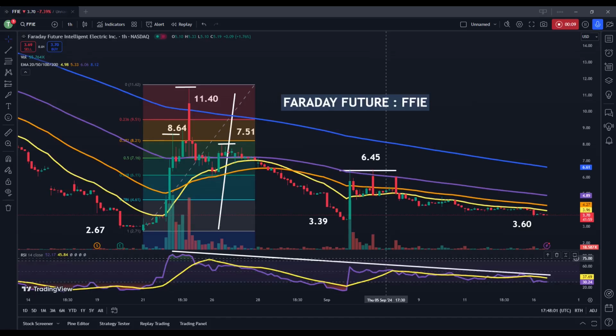Here we have the current stock market update for Faraday Future Intelligent Electric Incorporated, stock ticker FFIE.